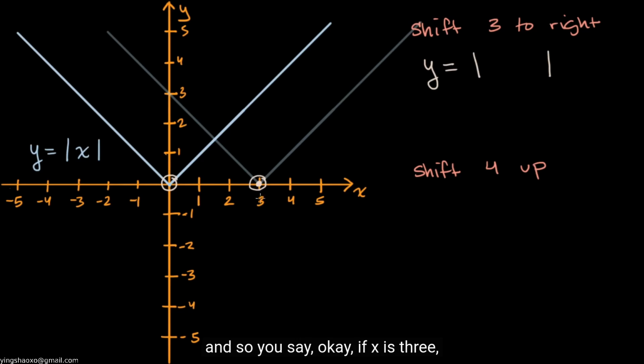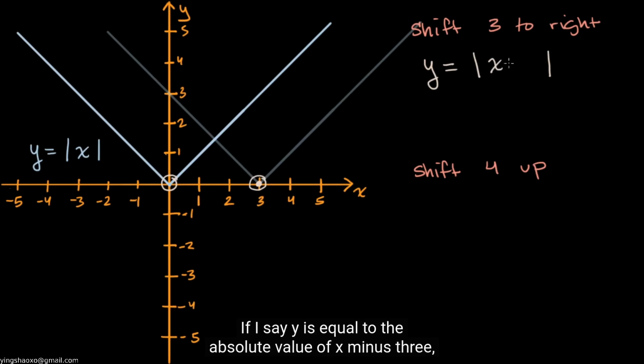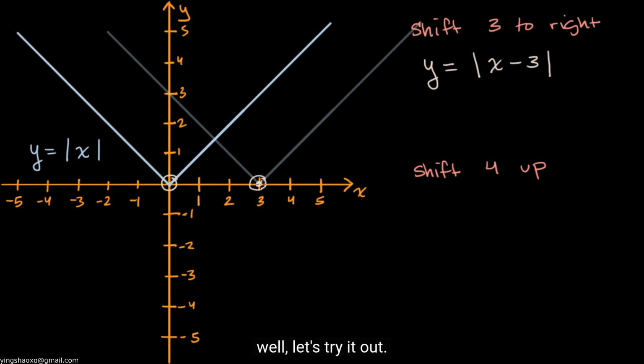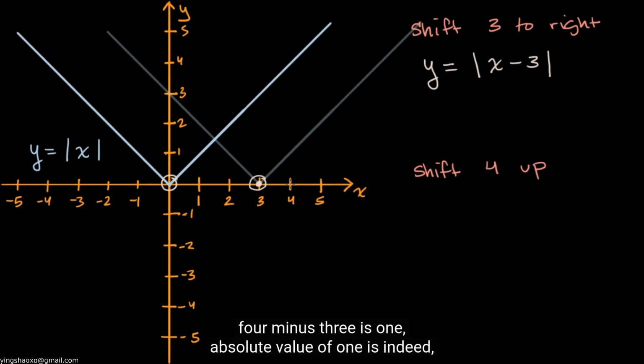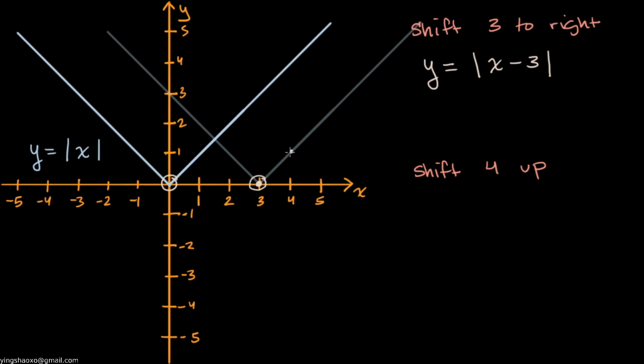You say, okay, if x is 3, how do I make that equal to 0? Well, I can subtract 3 from it. If I say y is equal to the absolute value of x minus 3, let's try it out and see if it makes sense. When x is equal to 3, 3 minus 3 is 0. Absolute value of that is 0. That works out. When x is equal to 4, 4 minus 3 is 1. Absolute value of 1 is indeed 1. And if x is equal to 2, 2 minus 3 is -1, but the absolute value of that is 1.